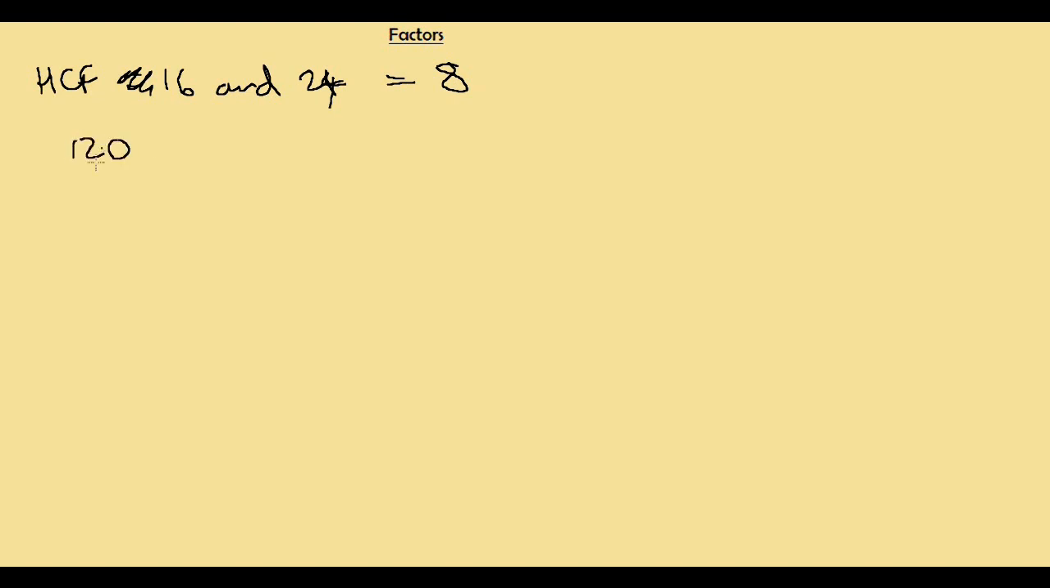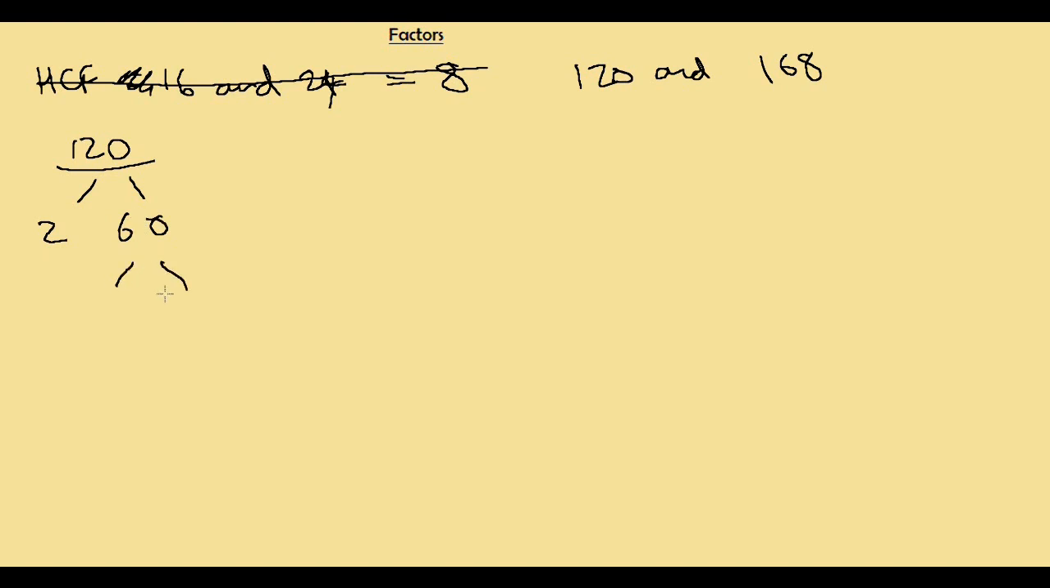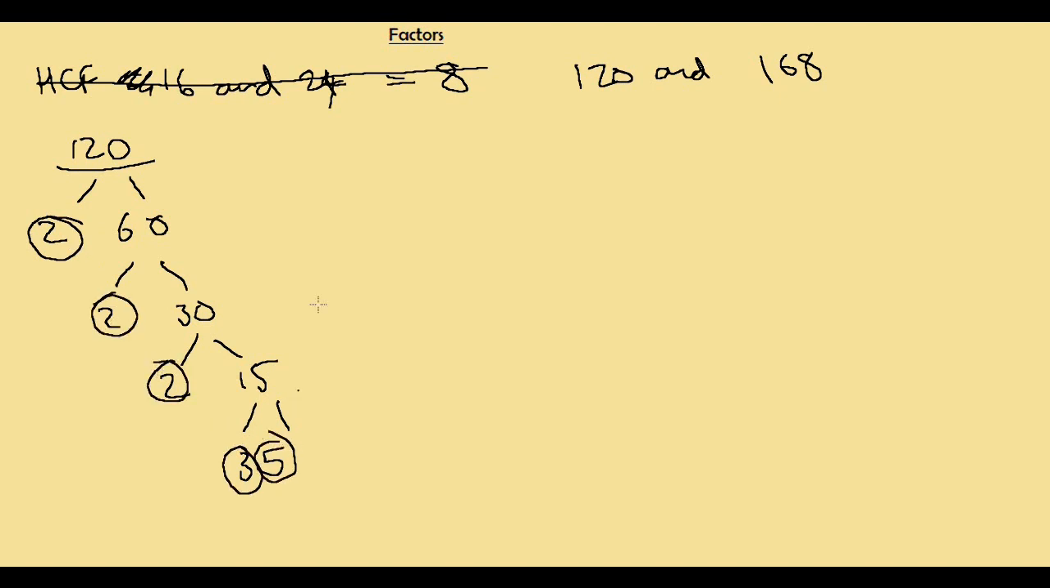So what I'm going to do is start an example, and we're going to do it between 120. So I'll just cross this out for now. So 120 and 168. So what I'm going to do is the 120, I'm going to break it down into prime factorization. So that goes 2 and 60, 2 and 30, 2 and 15, and then 3 and 5. Okay, so I've got this 2, 2, 2, 3 and 5.